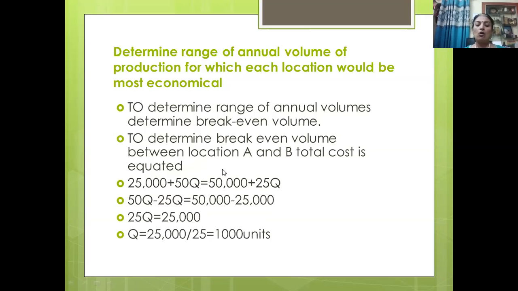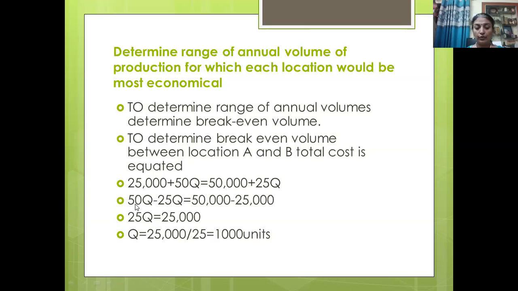How can we do it? For total cost of A, 25,000 is the fixed cost and 50 rupees per unit. We don't know the quantity, so we are keeping it Q. That is equal to the fixed cost of B, that is 50,000, and per unit variable cost is 25, so it is 25Q. Now this is the equation, so we should solve it. Here 25Q has to be taken to this side of the equation.